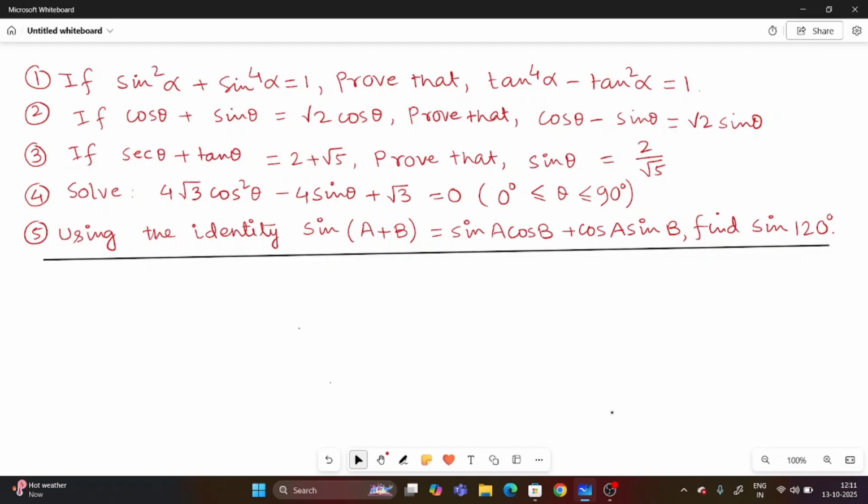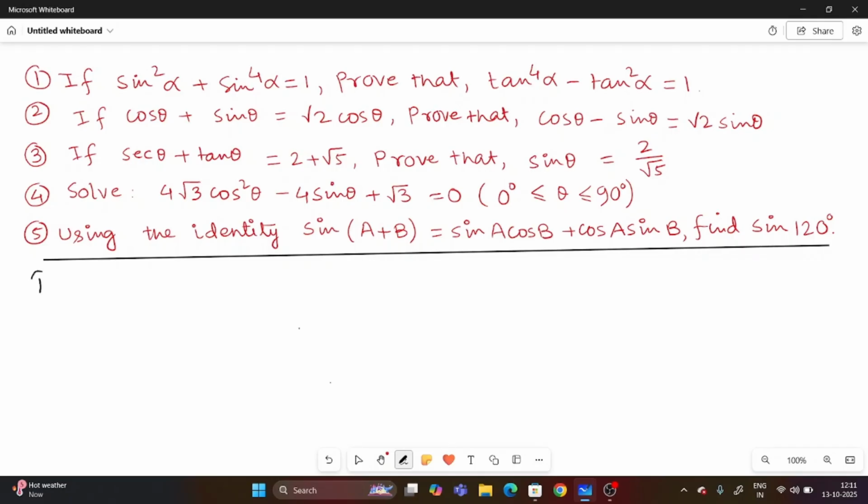So today we are going to discuss trigonometric identities problems, which are suitable for class 10. We have already written 5 questions on the whiteboard and we are going to solve them step by step.